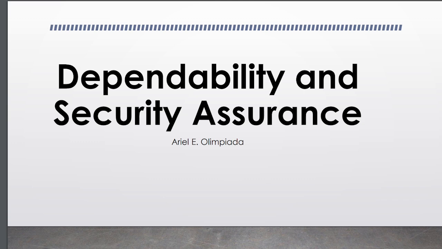When we say dependability and security assurance, the classical definition of dependability encompasses the attributes of reliability, availability, safety, integrity, and of course maintainability. Well, the classical definition of security encompasses the attributes of confidentiality, integrity, non-repudiation, and availability.